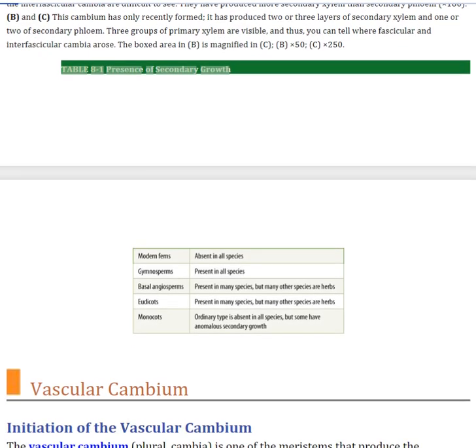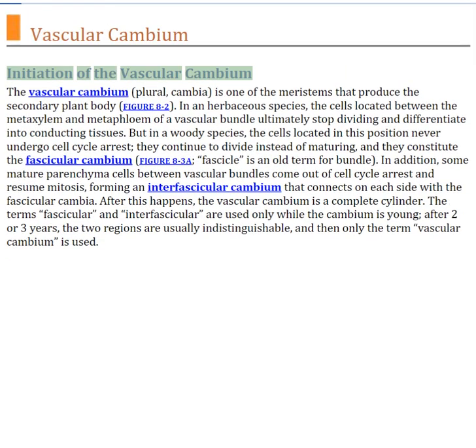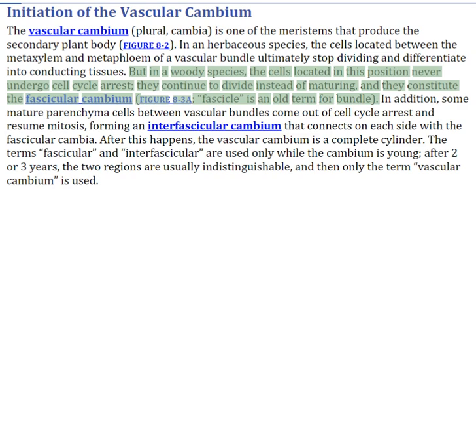Table 8.1. Presence of secondary growth. Vascular cambium. Initiation of the vascular cambium. The vascular cambium is one of the meristems that produce the secondary plant body. In an herbaceous species, the cells located between the metaxylem and metaphloem of a vascular bundle ultimately stop dividing and differentiate into conducting tissues. But in a woody species, the cells located in this position never undergo cell cycle arrest. They continue to divide instead of maturing, and they constitute the fascicular cambium.